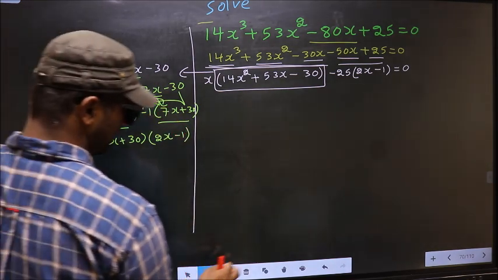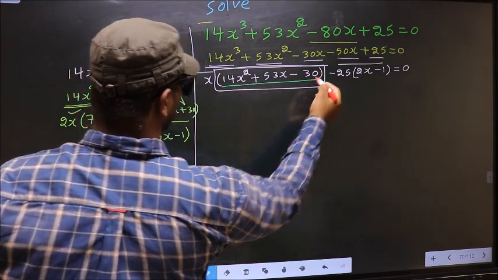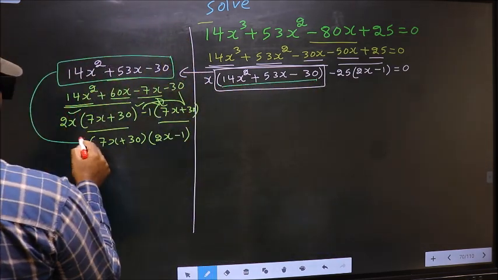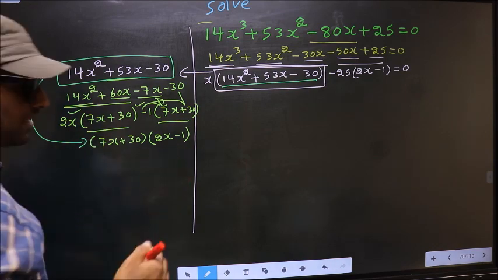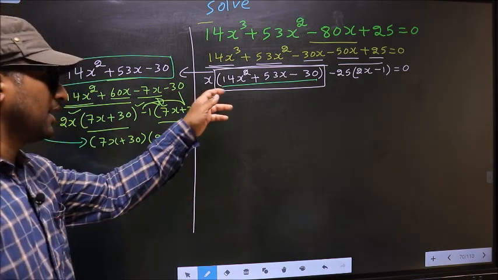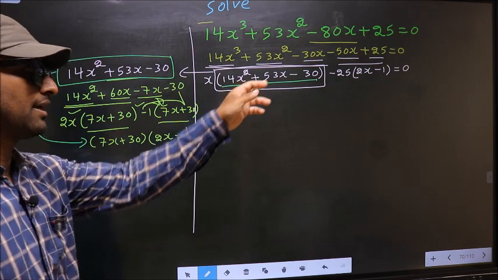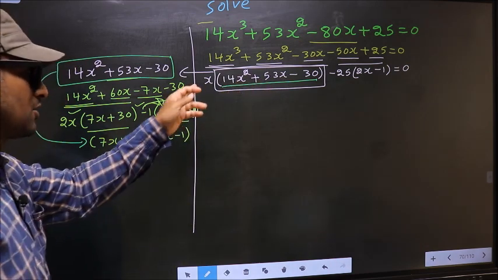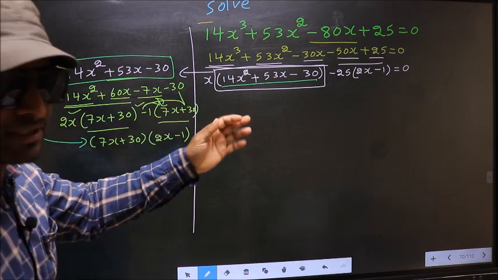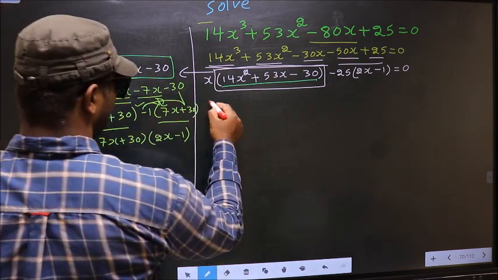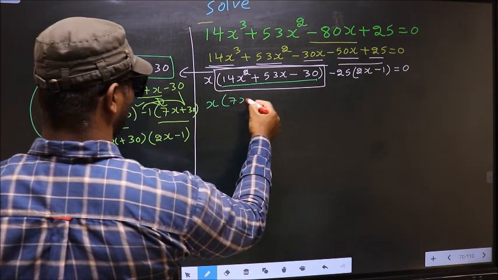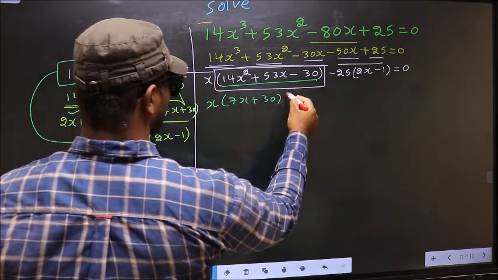Now, in place of this quadratic, we should write this. I repeat, in place of this quadratic, now I will write this. So this equation will change to x times 7x plus 30 times 2x minus 1.